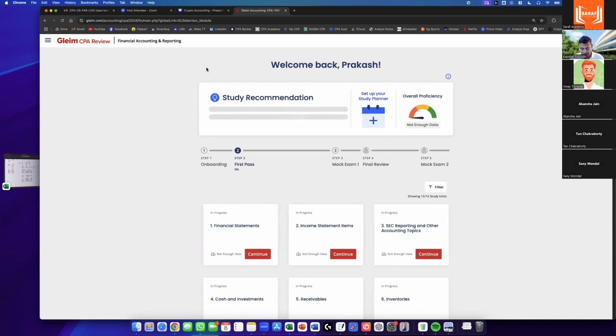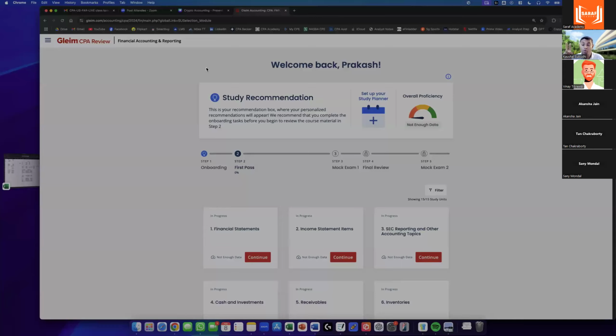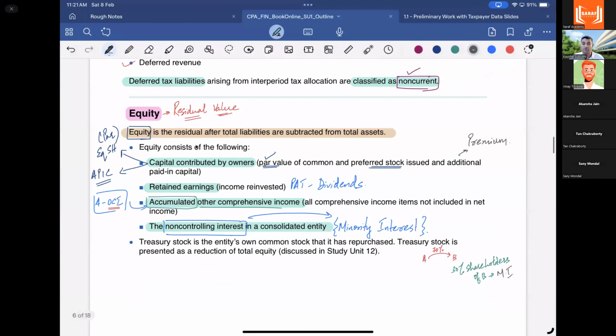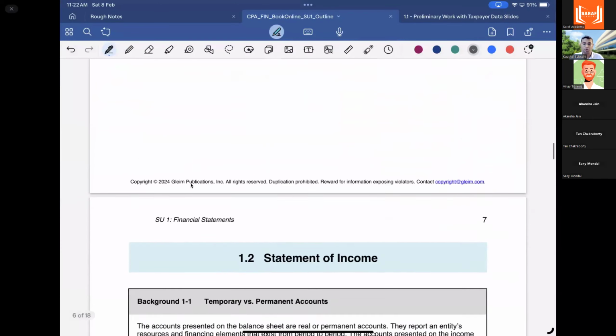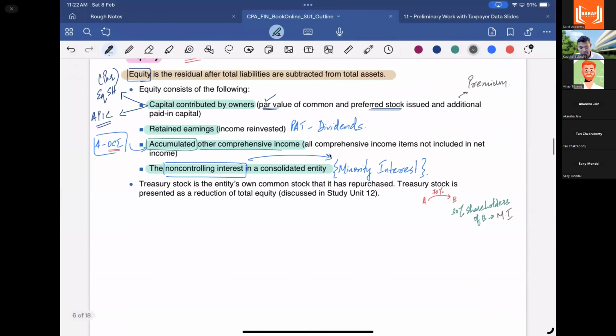Now what we are going to do is get into the next reading, which is 1.2. If you can see over here, this is exactly where we were at the moment, and we are done with 1.1. We are moving all the way to 1.2, which is statement of income. Now let me go back and show you the progress.